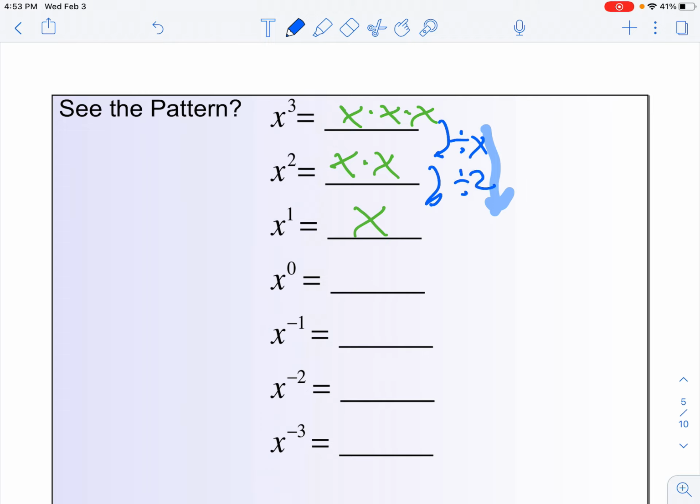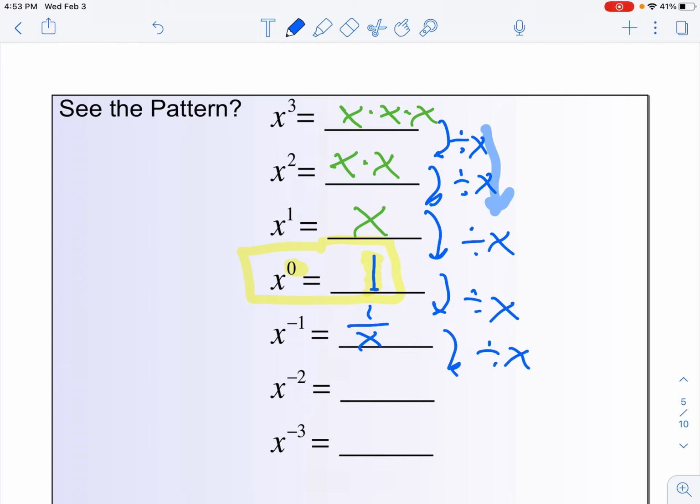To go down, you're dividing by another x. So x divided by x gives us our 1. So again, as I said before, anything to the 0 power is always going to have a value of 1, whether it's a number or a variable. Okay, so again, if we keep going with this pattern of dividing by x, there's 1 less x. 1 divided by x is 1 over x. Divide by x again, and you're dividing 1 over x and x. You're dividing by x twice, or 1 over x to the 2nd.